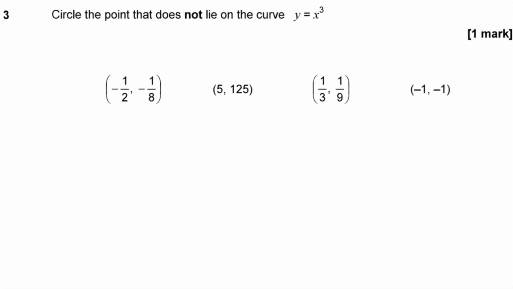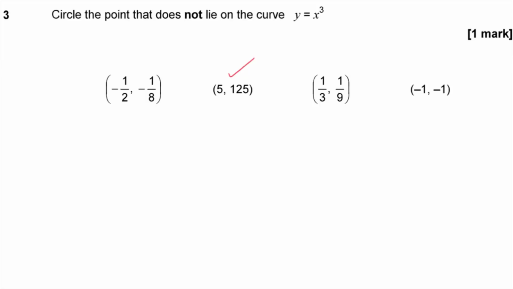Question 3. Circle the point that does not lie on the curve y equals x cubed. Okay, so to work these out, all you've got to do is put both parts of the number in and see if it's true. The y coordinate has to be the cube of the x coordinate for it to be on the line. So that one is all right. 5 and 125: 5 cubed is 125.